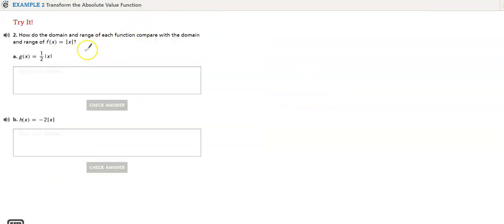All right, so now it's your turn. You're going to take these functions right here and compare them with that basic function that we did before. You can graph these in order to get your answer, or make that H chart and actually find your domain values and your range values and try to see what's the difference between G and F, and what's the difference between H and F.